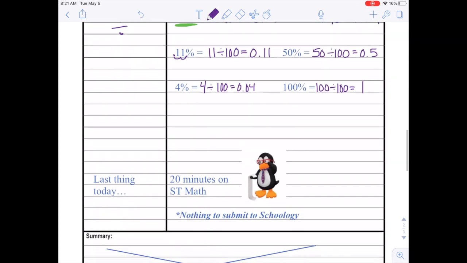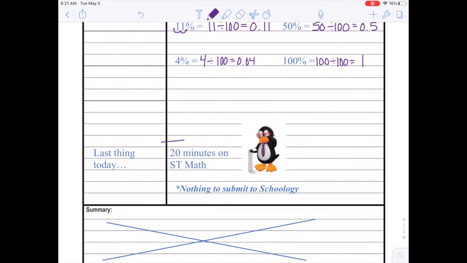The last thing you're going to do today is you're going to do 20 minutes of ST Math on your own. Okay, there's nothing to submit to Schoology today, so go ahead and do your ST Math and have a good rest of your day.